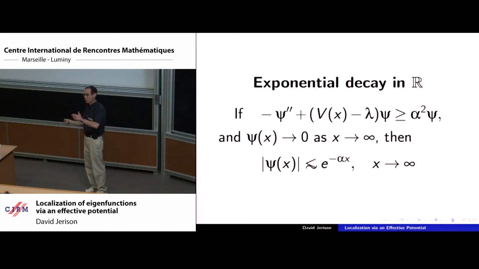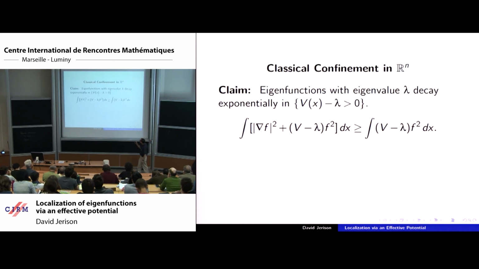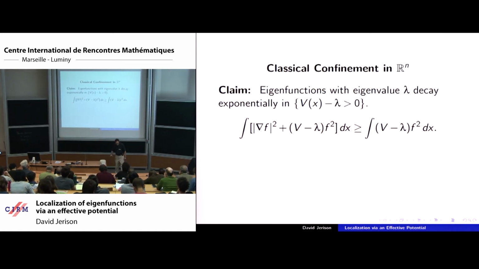All right, so this is trivial ODE theory, and the n-dimensional theory of this is sometimes called classical confinement, and so let me just remind you of this. If you have a Laplacian plus a potential in R^n, and you have an eigenvalue level, then basically, I'll draw a picture of it.